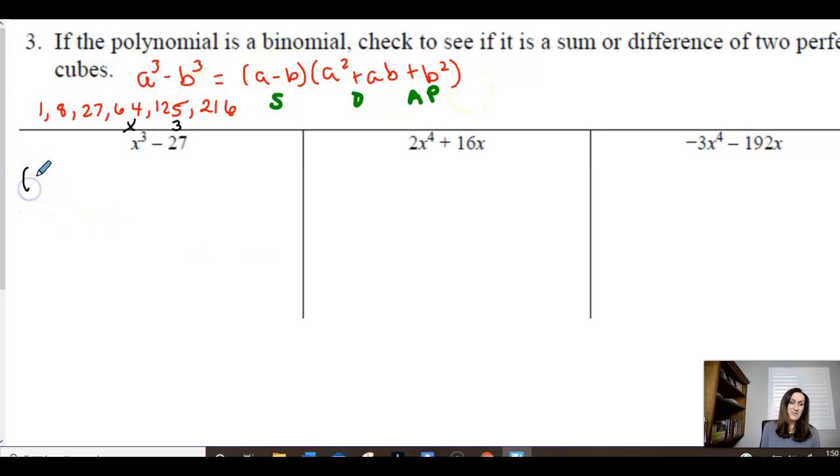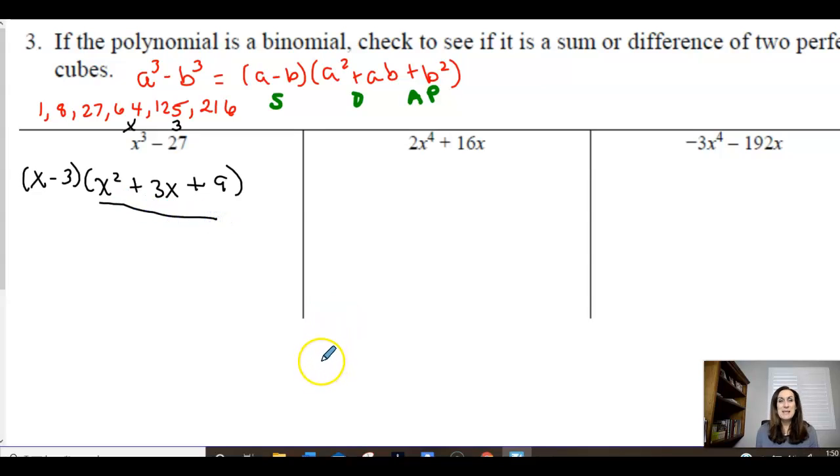So this is going to factor as x subtract 3 times x squared plus 3x plus 3 squared, which is 9. By the way, this quadratic factor is always going to be imaginary. Looking at the next problem, let's go ahead and factor out a 2 and an x. That's the greatest common factor. X cubed plus 8 is what's left.